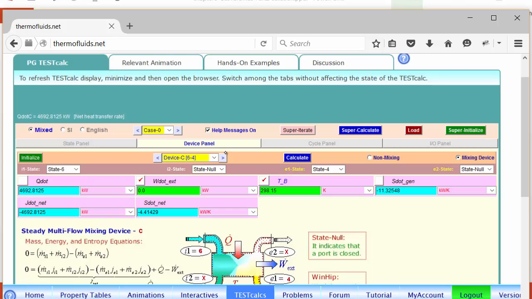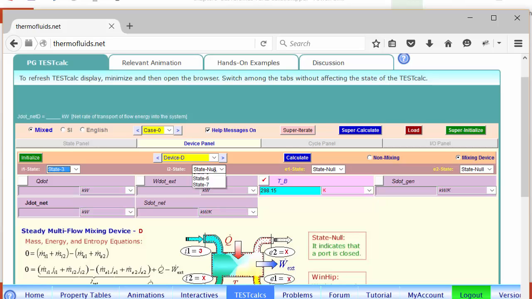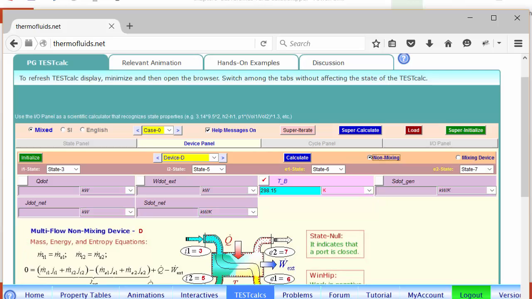So let's do the regenerator, device D. What do we have in device D? In the regeneration system, if you recall, if you look at the diagram, you can consider 3 and 5 as entering, and state 3 enters and comes out as state 6, and state 5 enters and comes out as state 7. And a regenerator is a non-mixing device. So it's important that you understand what I'm doing here.